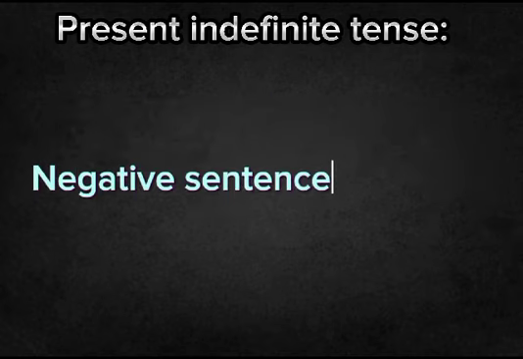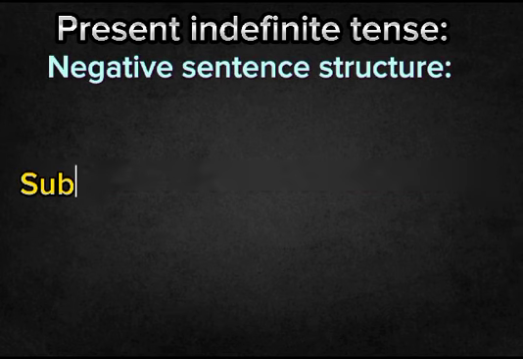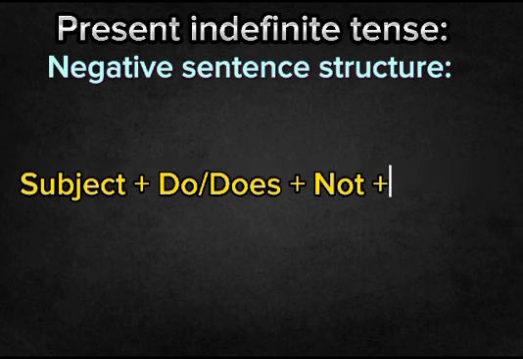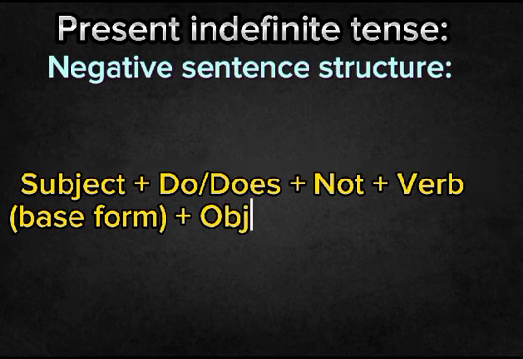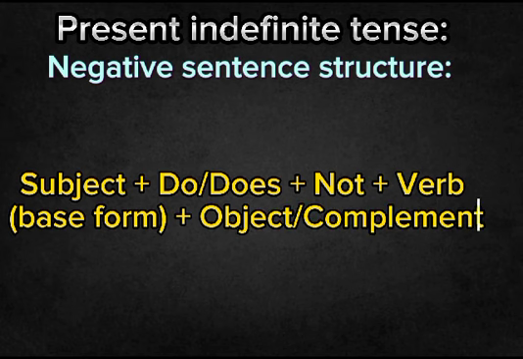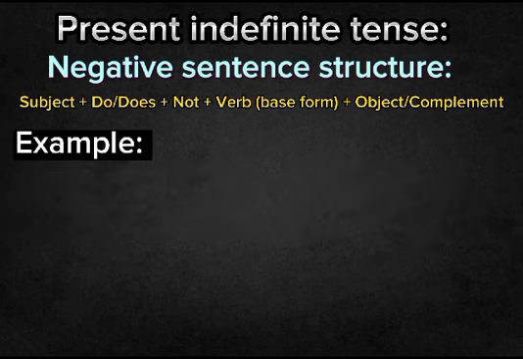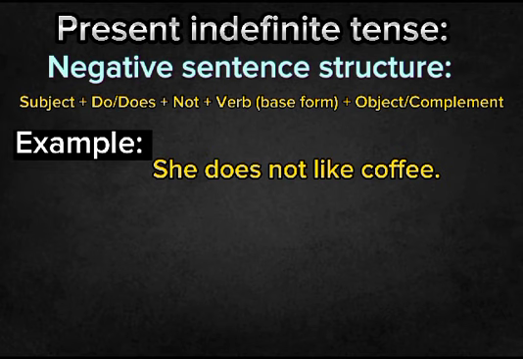Negative sentence structure. Subject plus do/does plus not plus verb plus object complement. Example: She does not like coffee.